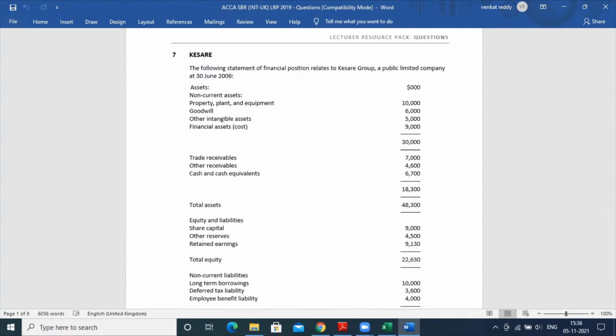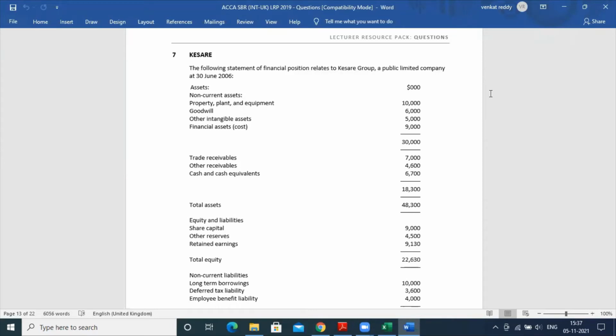Yeah. So I hope you can see this page. You can see my Word document. So following is the statement of financial position relating to Kesari Group, and this particular company is a public limited company at 30th June 2006. So here we can find the assets, non-current assets, that is property, plant and equipment is given $10,000, goodwill 6,000, and other intangible assets 5,000, and financial asset at cost 9,000. Trade receivables are given 7,000 and other receivables 4,600. Cash and cash equivalents is 6,700 and the total assets value is 48,300.